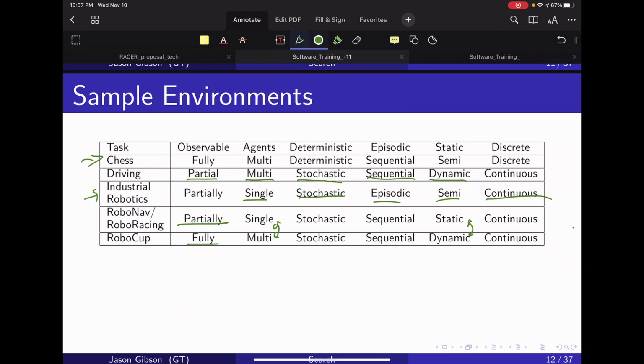So as you can see, when RoboJackets does practical applications of robotics, things tend to be more like driving, where things are partially observable, multi-agent, stochastic, sequential, dynamic, and continuous, rather than a really easy case, which would be fully observable, a single agent system, which is deterministic, which is episodic, with a static environment and discrete state.